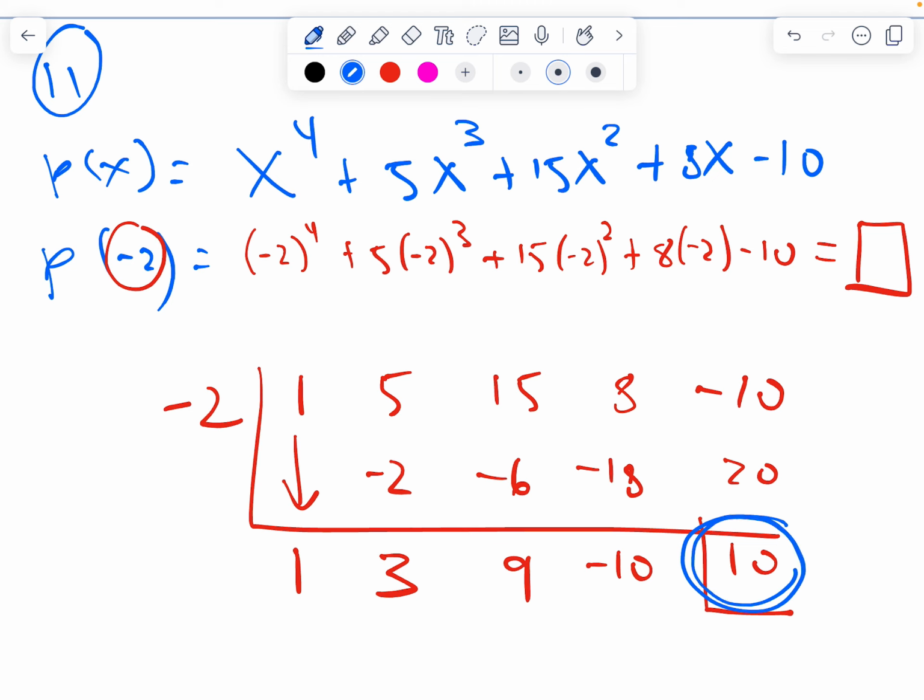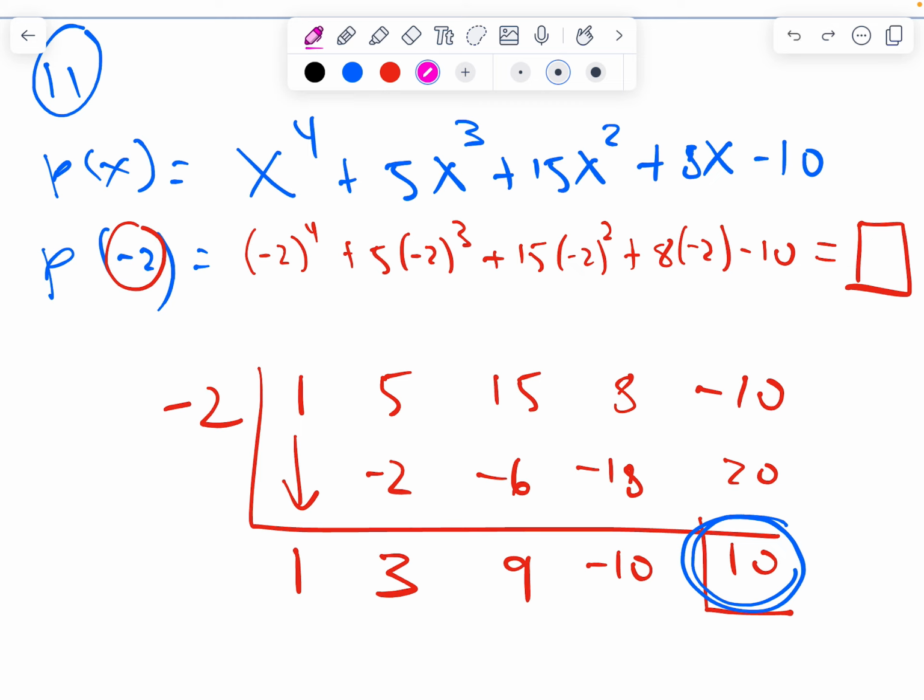Just for fun, let's go ahead and do that here underneath. So negative 2 to the 4th is a positive 16. 2 to the 3rd is 8. That's going to be 40. 2 to the 2nd is 4. 15 times 4, that's going to be 60. That's going to be negative 16. That's going to be minus 10. And does this work? That turns into 100. That turns into, wait, that gets 90. I think I did something wrong.